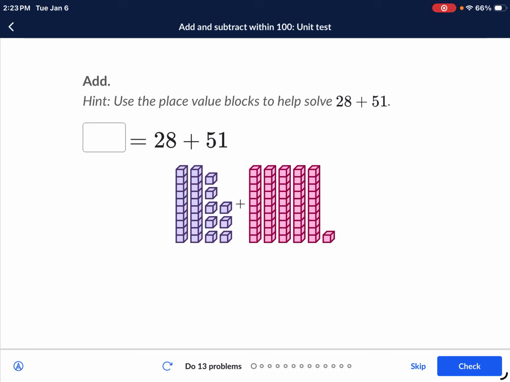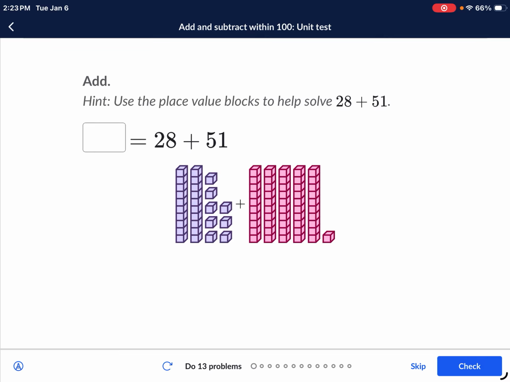Hi guys, today I'm going to be teaching how to do these questions in second grade math. So, in a unit test, add. Hint, use the place value box to help solve 28 plus 51.